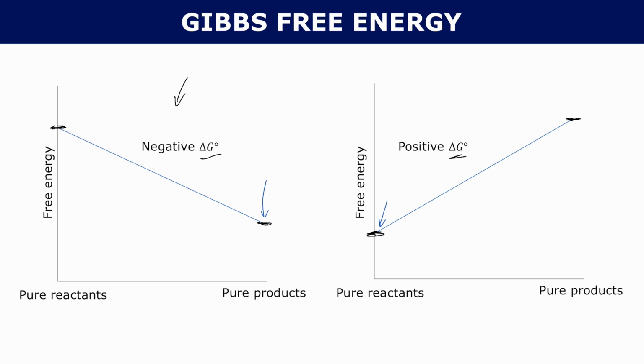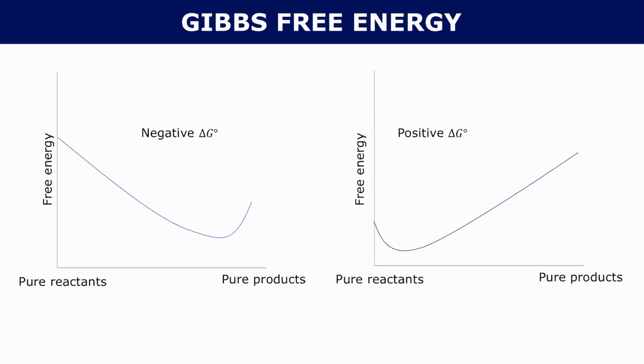pure reactant form. Now, not all reactions are like these two ones here, where the line between them is linear. You're not always going to have a linear line. Sometimes it can be kind of slopey. So you can still have a negative delta G where your products are at a lower point than your reactants, but the lowest point in the entire reaction happens somewhere in between the reactants and the products. And if you look at a positive delta G, you can see that the reactants start below the products, but the lowest point is somewhere in between pure reactants and pure products.